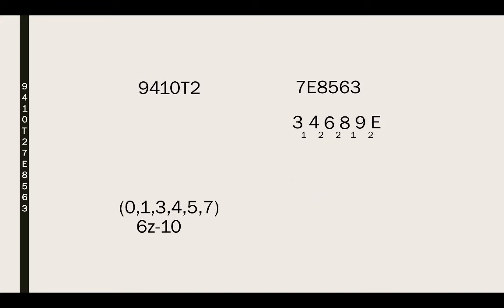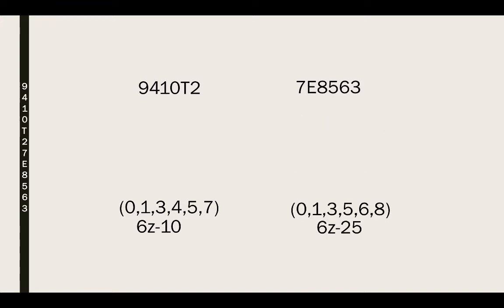3 plus 1 is 4, plus 2 is 6, plus 2 is 8, plus 1 is 9, plus 2 is 11. Now perform your transposition operation to get it down to 0. That gets you a 0, 1, 3, 5, 6, 8, which is also a 6Z25. 6 meaning it's a hexachord, and then 25 meaning that that's the 25th on the list.